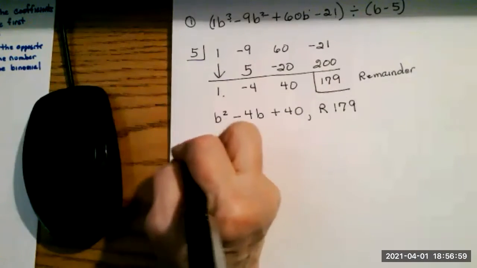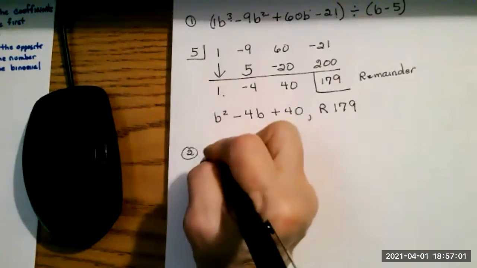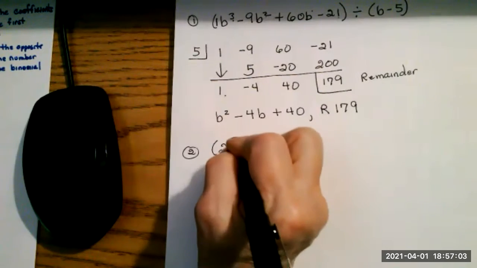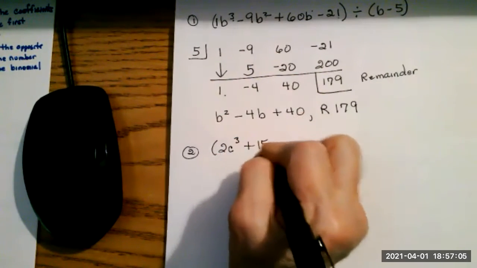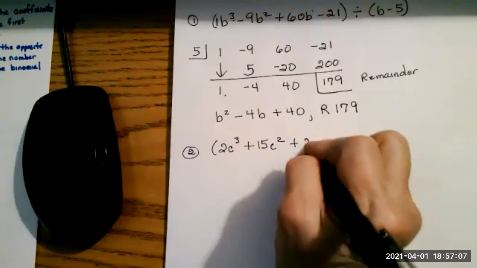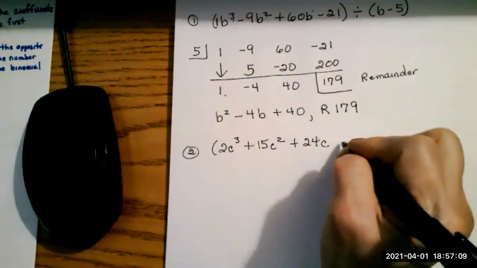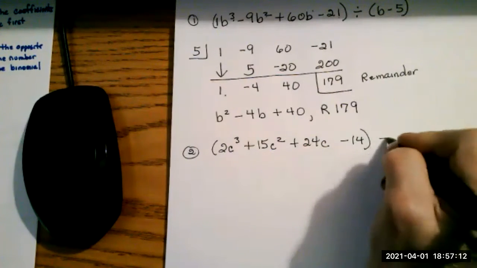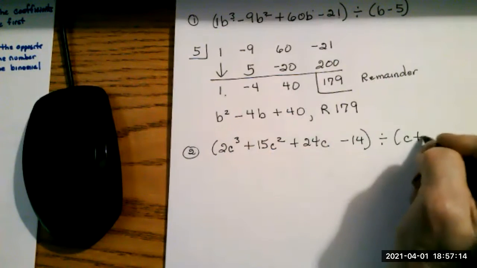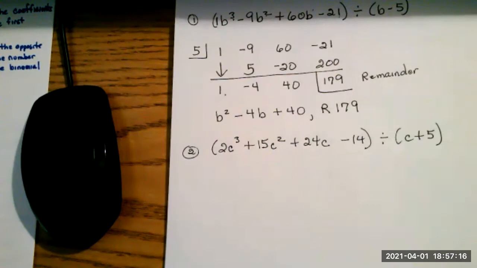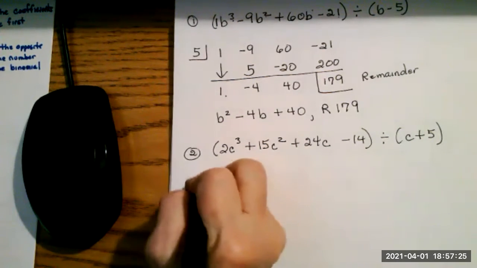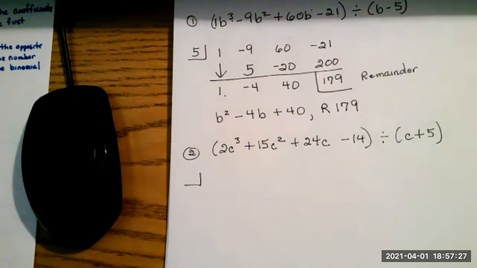Okay, let's do number 2. Same thing. We've got 2c cubed plus 15c squared plus 24c minus 14 divided by c plus 5. Okay, 3, 2, 1. So I didn't skip any. I'm good there. What goes in my little box this time? Negative 5.